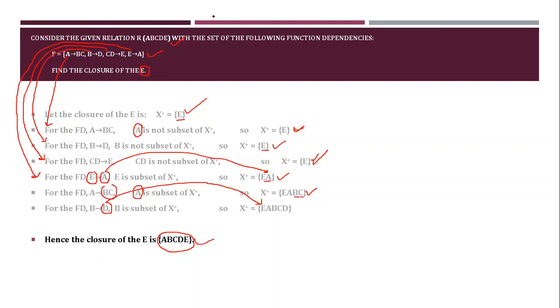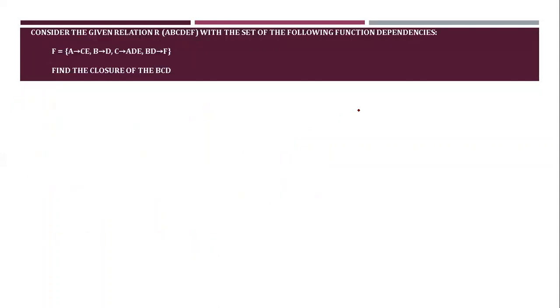Now come to the next question. Consider the given relation R, A, B, C, D, E, F with a set of the following functional dependencies. F determines F, A determines CE, B determines D, C determines ADE, and BD determines F. And what you're doing over here is finding the closure of BCD.